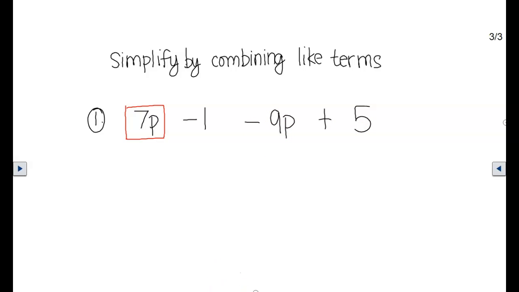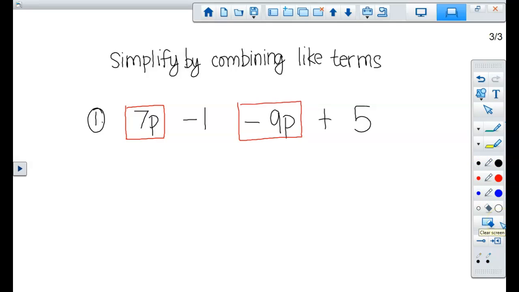Now I want you to watch what I'm about to do and listen very carefully. This is minus 9p. So that makes him negative 9p. So when I put a box around 9p, I include that minus sign that's in front of him because that belongs to him. It is 7p minus 1 minus 9p. So that minus belongs to him. Those two are like terms. And what I'm going to do now is do what this says and combine them. So again, watch and listen here. I am going to do what the signs tell me to do. So I'm going to do 7 minus 9.